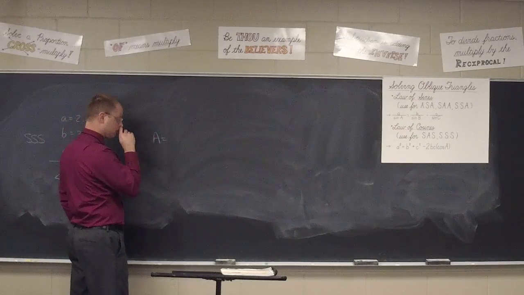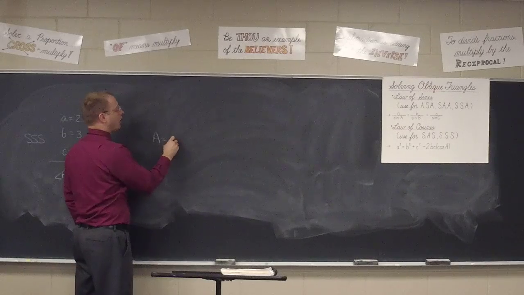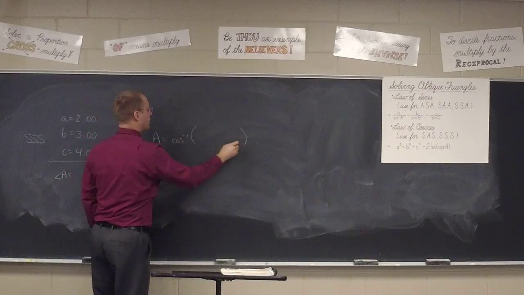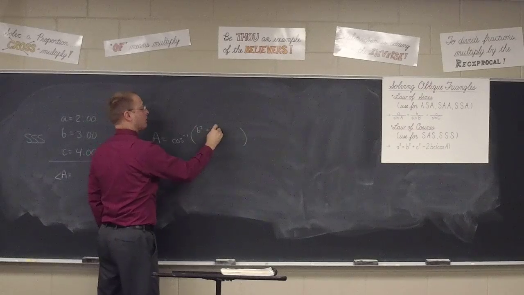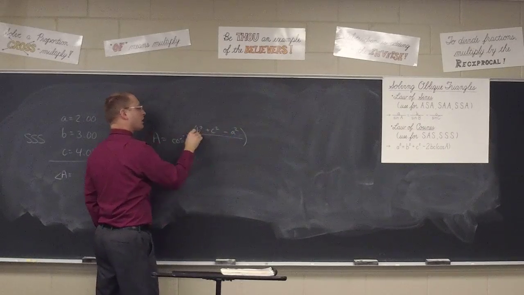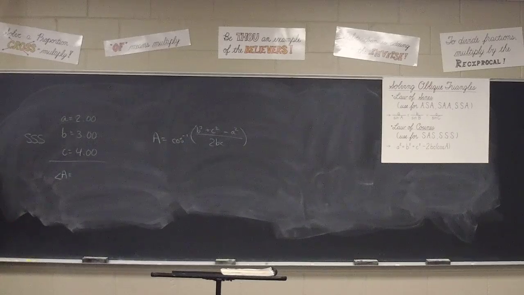Is it like A equals cosine? Well, arc cosine of the other two: B squared plus C squared minus A squared all over 2BC. Perfect. And you don't have to do the .00s, obviously. Those are there to make sure you get 3 sig figs in your angles. Just do 2, 3, and 4 for now.